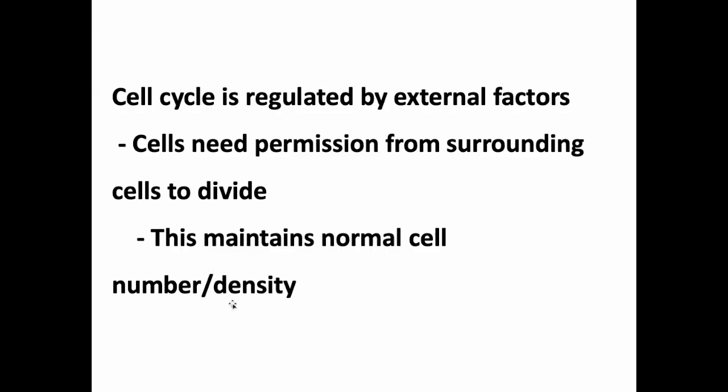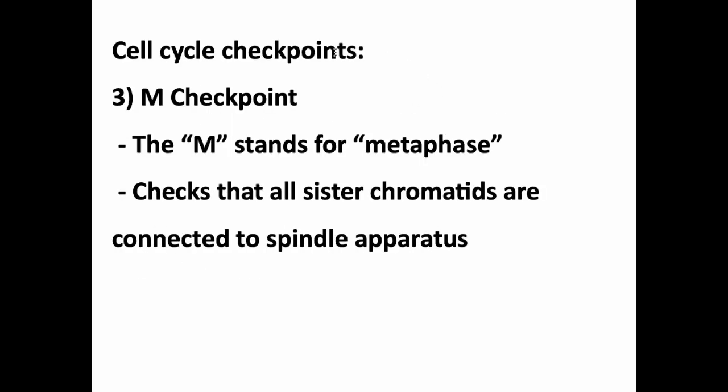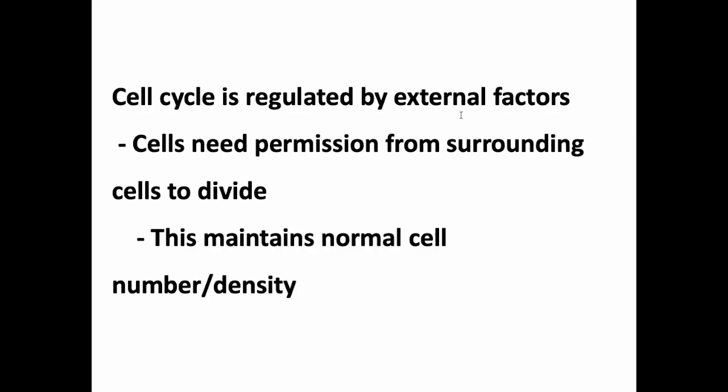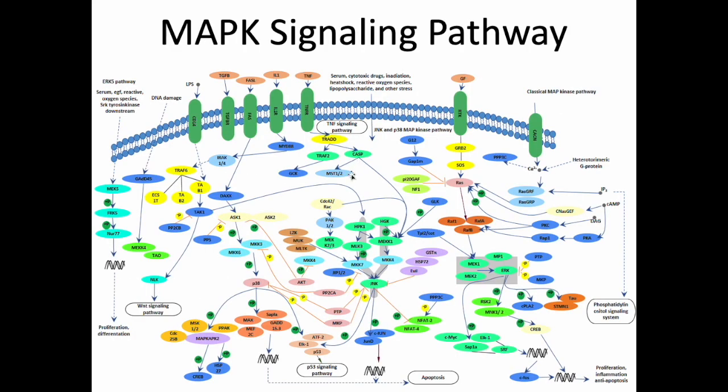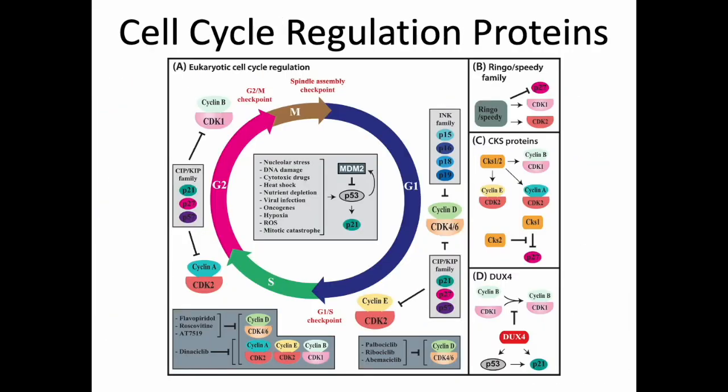We only need so many cells. We only want to divide if there's actually a need for that division. So cells are checking themselves internally. Cells are also being regulated by factors from the outside of the cell, from ligands binding to their receptors. And none of this regulation magically happens on its own. There are tons of proteins involved in signaling pathways, obviously, and there are tons of proteins involved in all these internal checkpoints as well.